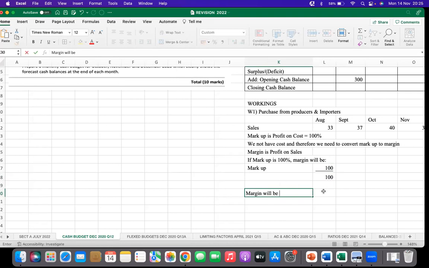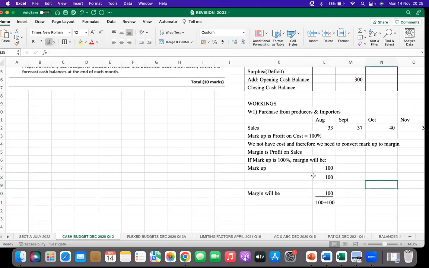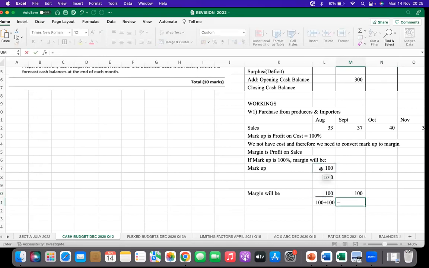It will be 100 over 100 plus 100, that's 25. When converting markup to margin, we add the numerator to the denominator. 100% is the same as 100 over 100. So when converting markup to margin, you take the numerator and add it to the denominator. That will give you 100 over 100 plus 100.